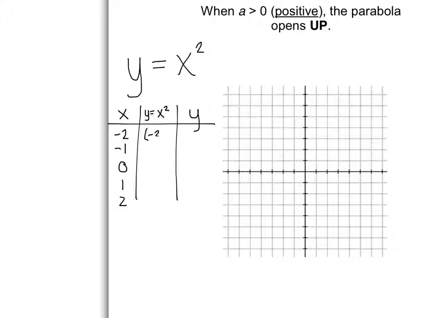What is -2 squared? It's just 4, because -2 times -2 makes positive 4. All right, -1 squared. 1. 0 squared. 0. 1 squared. 1. 2 squared. 4. All right, plot all of those points. And you can draw your parabola. It's not going to be wavy.